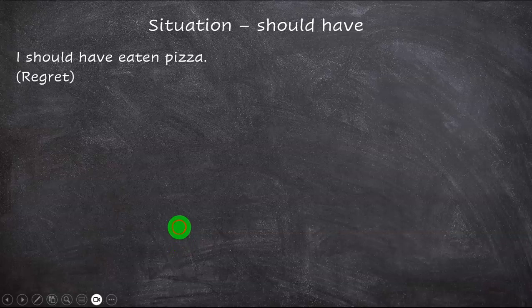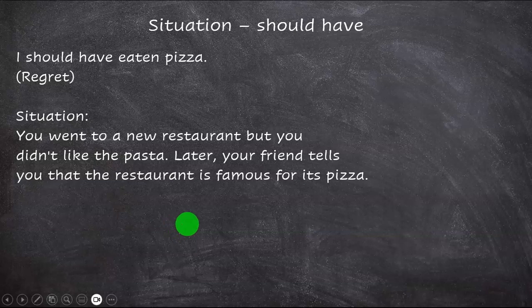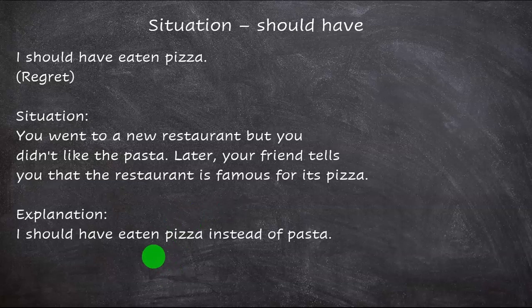Right? Regret. Situation. You went to a new restaurant, but you didn't like the pasta. Right? You had pasta, but you didn't like the pasta. Later, your friend tells you that the restaurant is famous for its pizza, not its pasta. Right? You had pasta. The friend tells you that the restaurant is famous for its pizza. Okay? I should have eaten pizza instead of pasta.